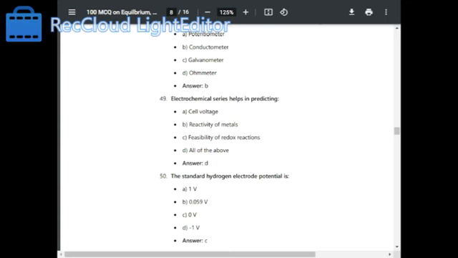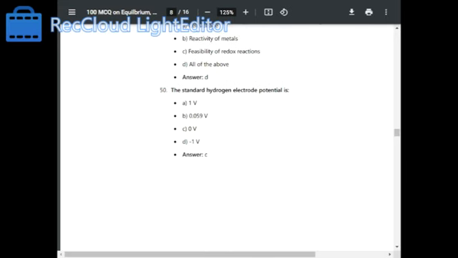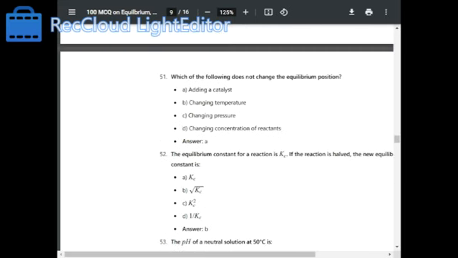Question number 50. The standard hydrogen electrode potential is option A 1 volt, option B 0.059 volt, option C 0 volt, option D minus 1 volt. The correct answer is C, 0 volt. The standard hydrogen electrode potential is 0 volt. Option C is correct.